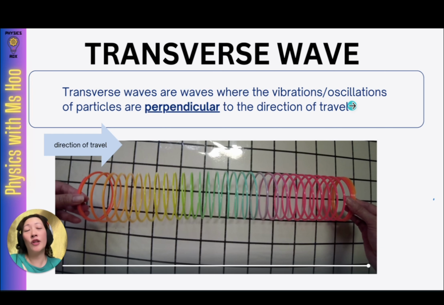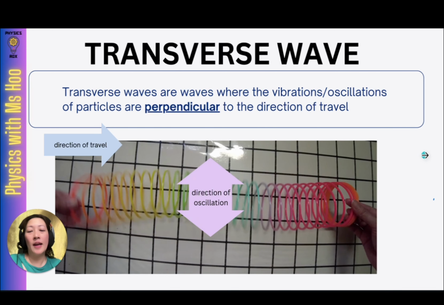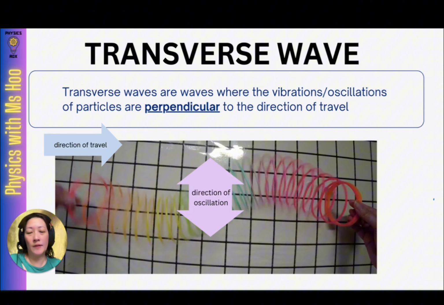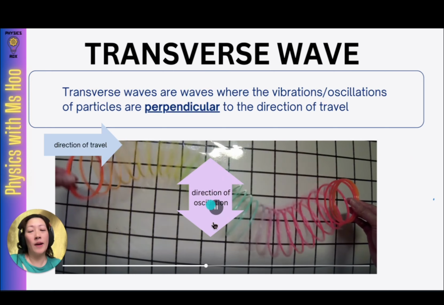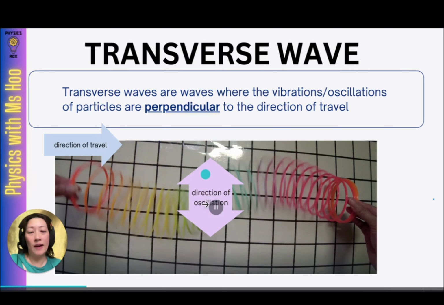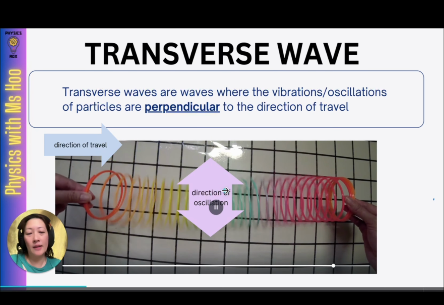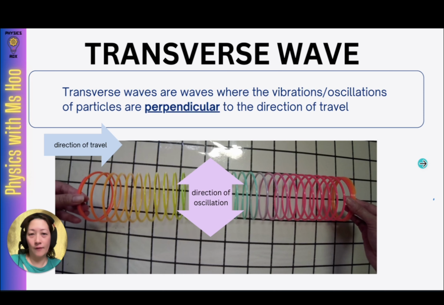So whenever we give the general definition or general explanation of the transverse wave, you have to compare the direction of oscillation against the direction of travel. And as we have already observed earlier, we know that the wave particles are oscillating in a direction that is perpendicular to the direction of travel. And that's what this sentence means.